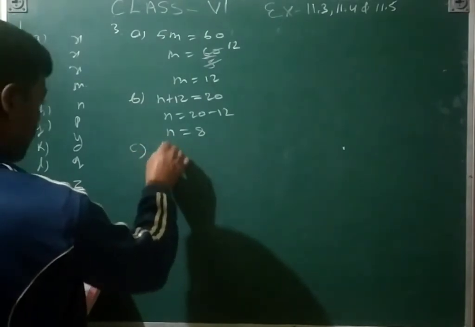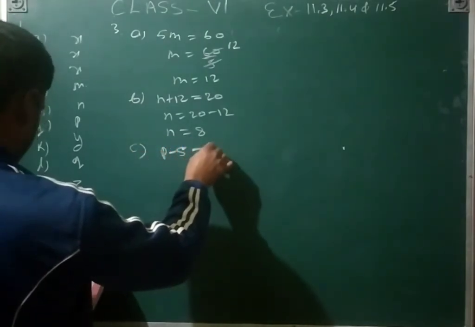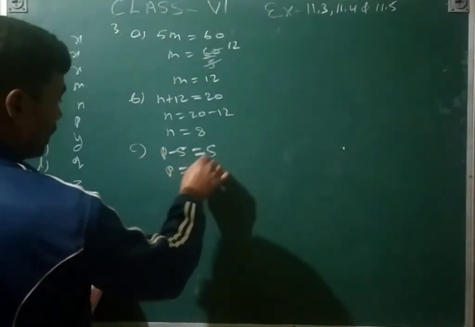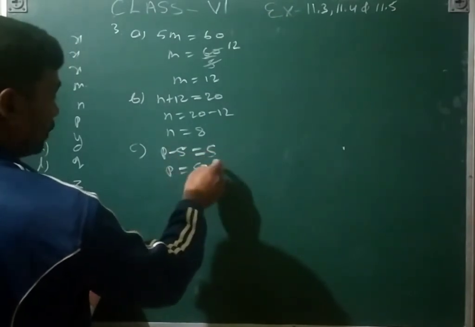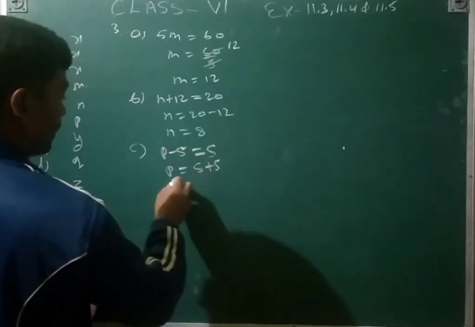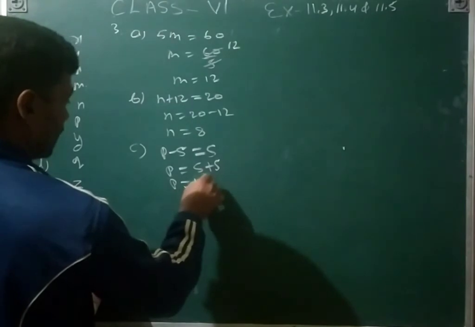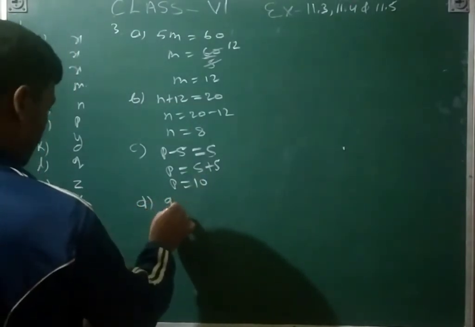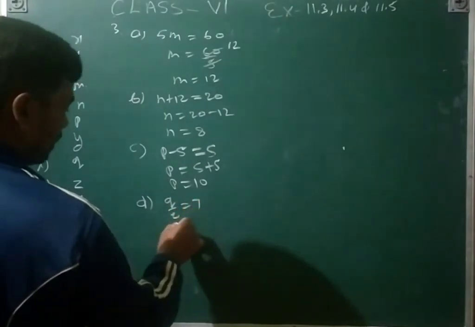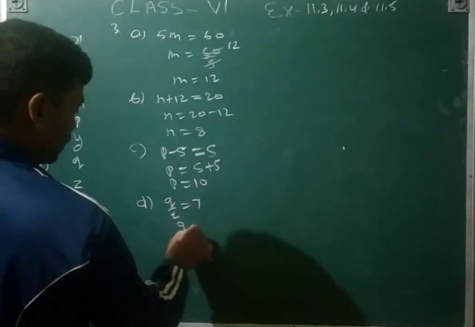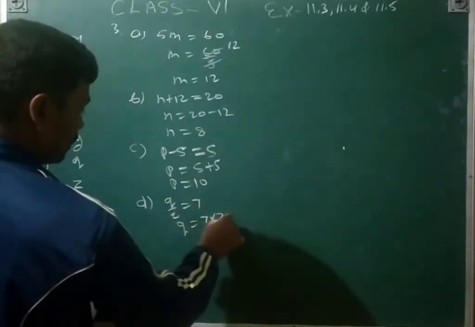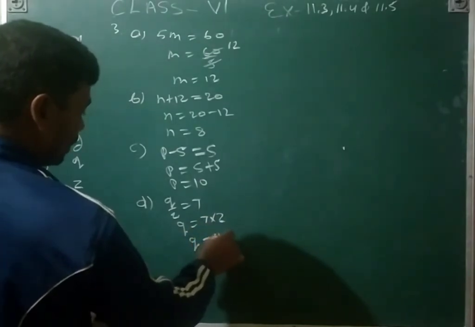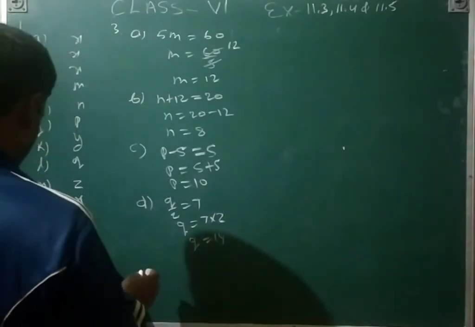C part, p minus 5 is equal to 5. So p is equal to, that 5 is the same, and this will go to that side, that will be 5 plus 5. So p is equal to 10. So here the answer is 10. So D, q upon 2 is equal to 7. So that will be cross multiply. So q is equal to 7 multiply 2. So q is equal to 14. So here the answer is 14.